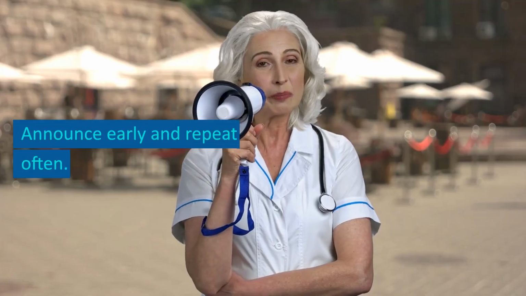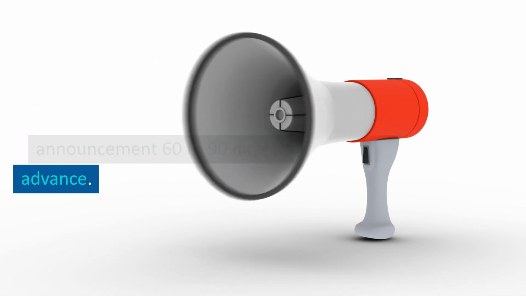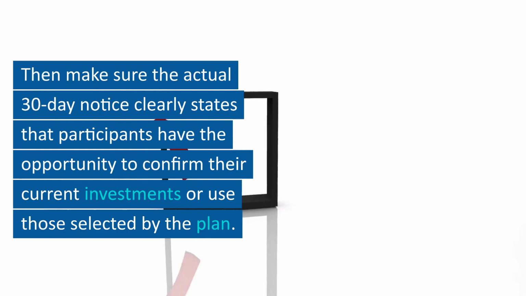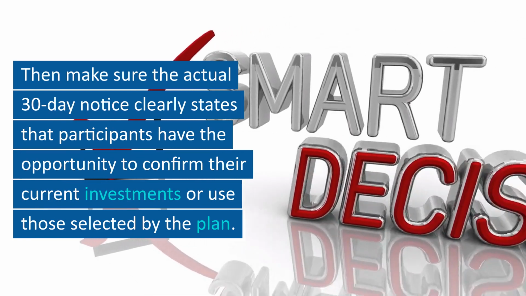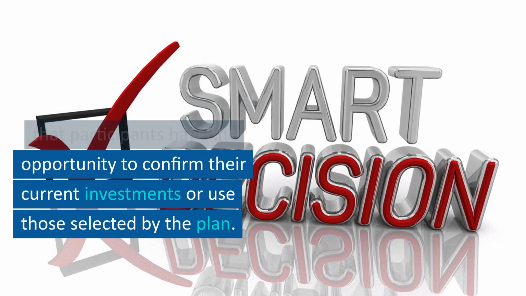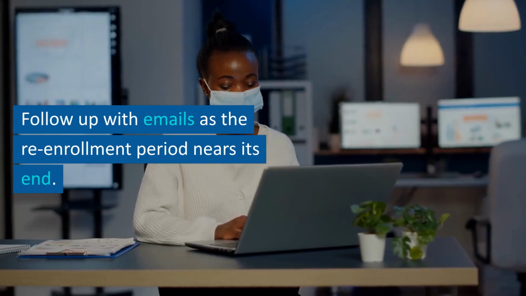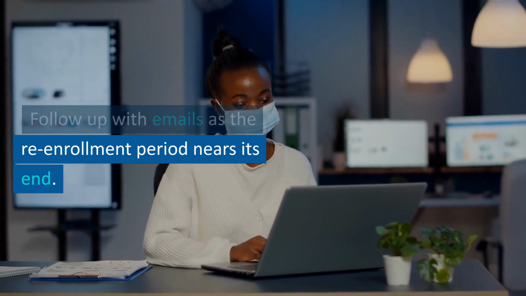Announce early and repeat often. Make a coming soon announcement 60 to 90 days in advance. Then make sure the actual 30-day notice clearly states that participants have the opportunity to confirm their current investments or use those selected by the plan. Follow up with emails as the re-enrollment period nears its end.